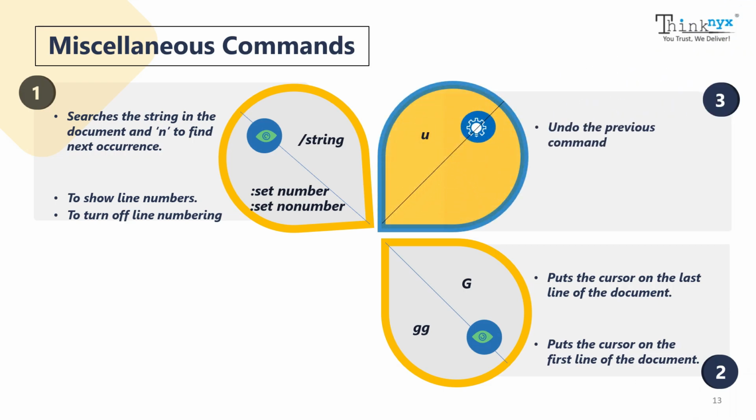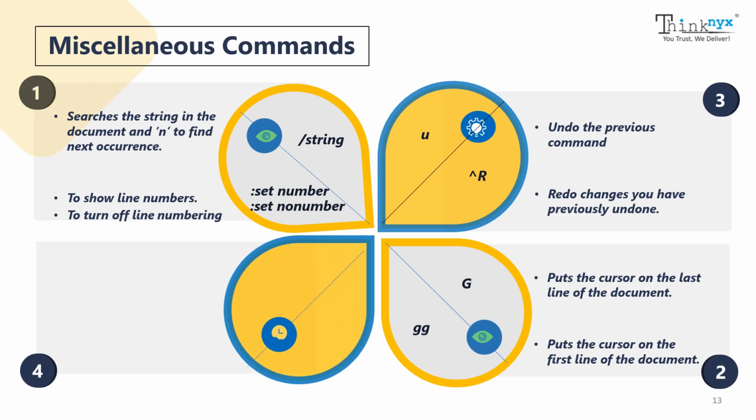Lowercase u undoes the previous command. Control and uppercase R to redo the previous command which was undone. nyy to yank or copy n number of lines to the clipboard. p will be used to paste the contents which were copied in the buffer.